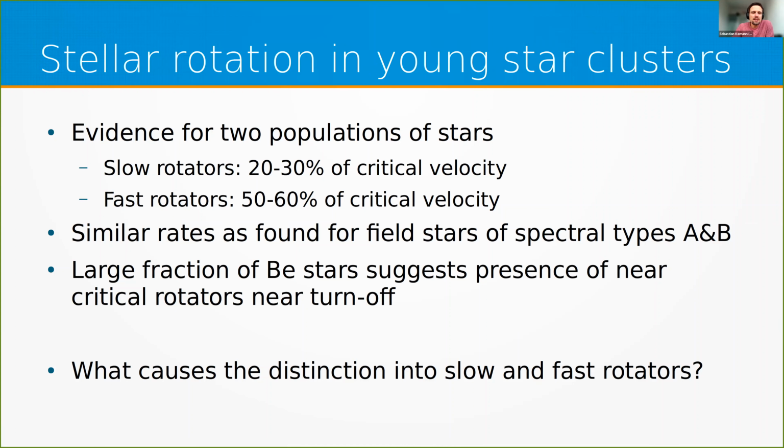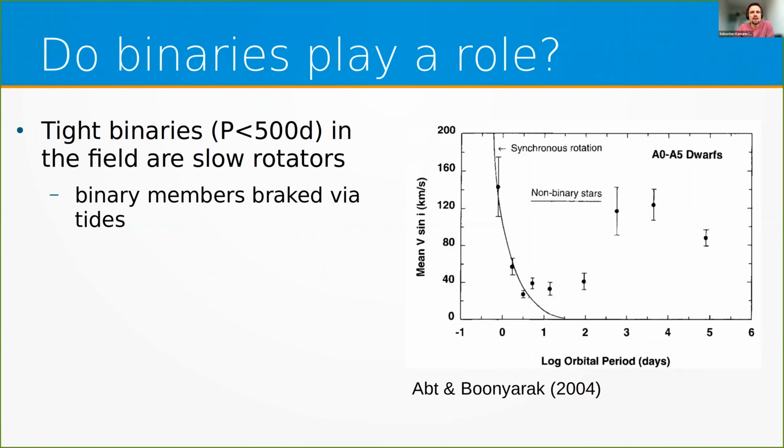And that then leaves us with the question, okay, but then what causes the distinction into slow and fast rotators in clusters? And this is what I want to spend the rest of my talk on, going a bit into the different scenarios that have been proposed to explain this.